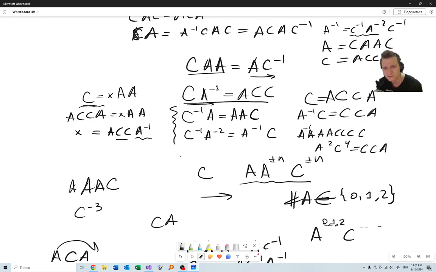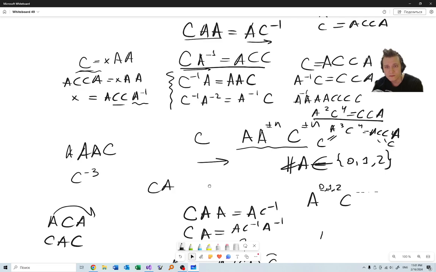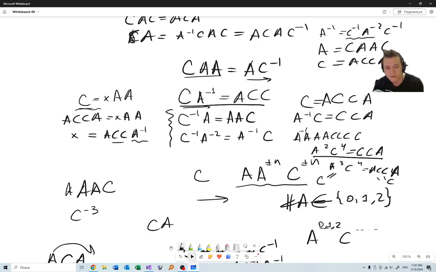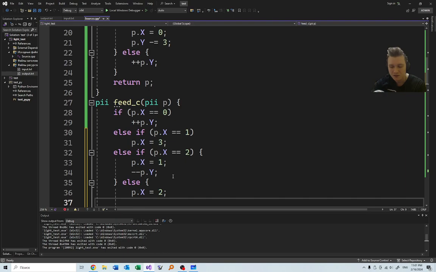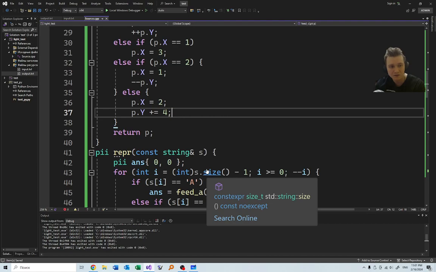So let's simplify it a bit again. I want to prove this equality. I multiply it from the left side by A. So I get A cubed C^4 equals A C C A. And these both are just C. This is because we know it, and this is because of the relation. So CCA is A squared C to the 4th power. Okay, I think that's it.